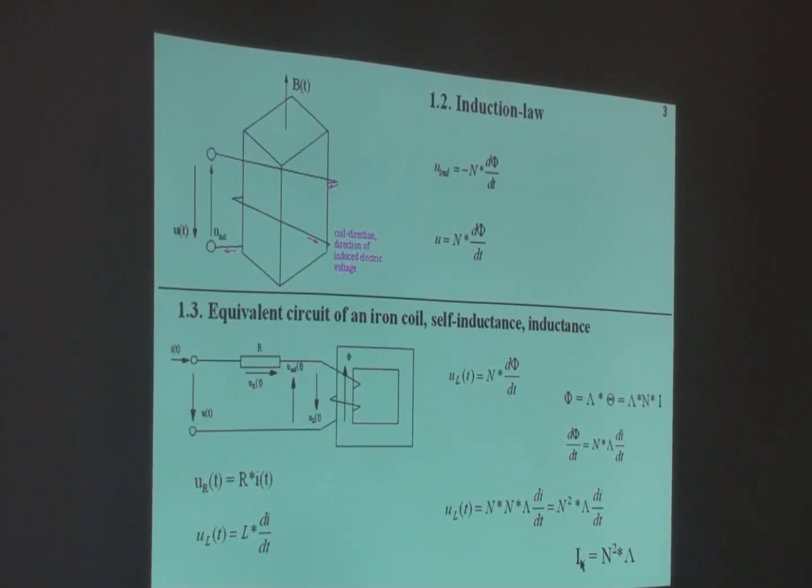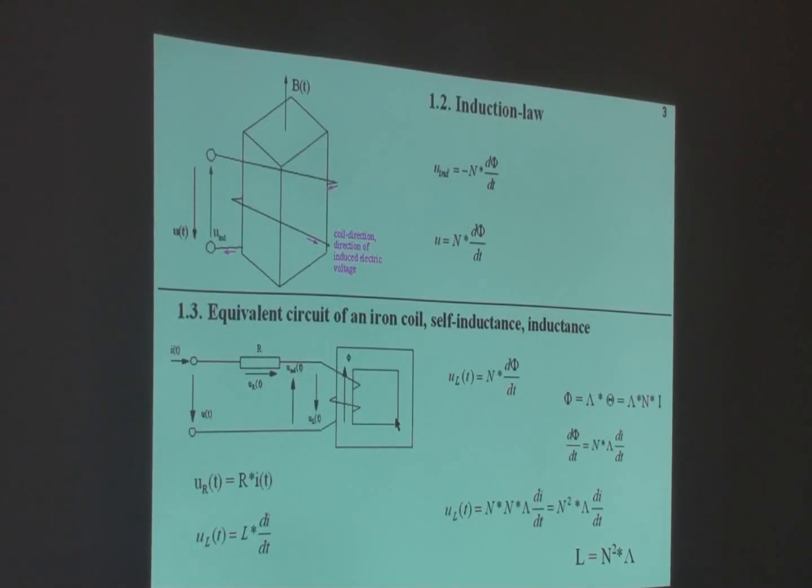That's the self-inductance, and you can calculate this. We don't need to do this here. We can calculate this from the induction law. If you put in the magnetic flux phi and all the formulas, you will get this. And this is the self-inductivity of an iron coil. But in EAF we don't have iron coils. We have only conductors.